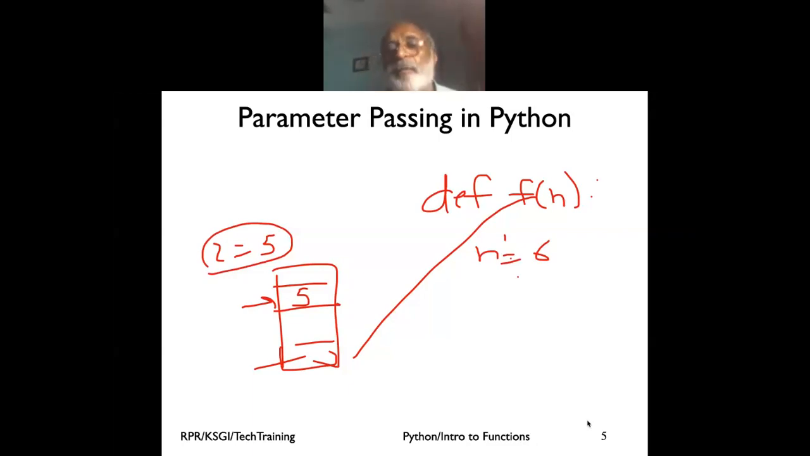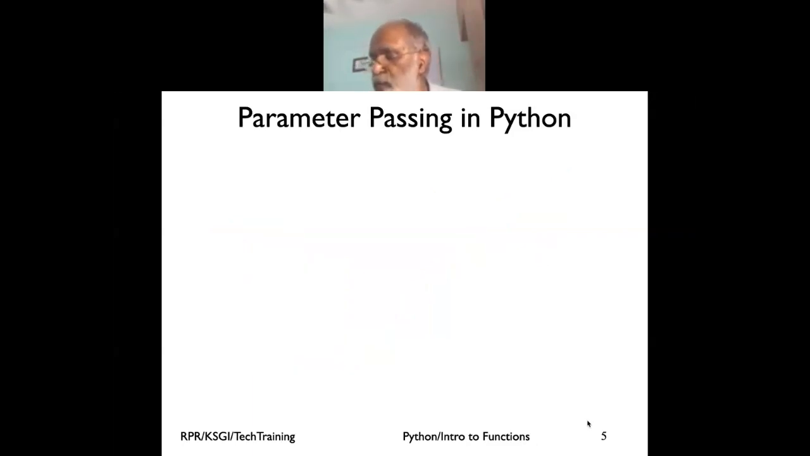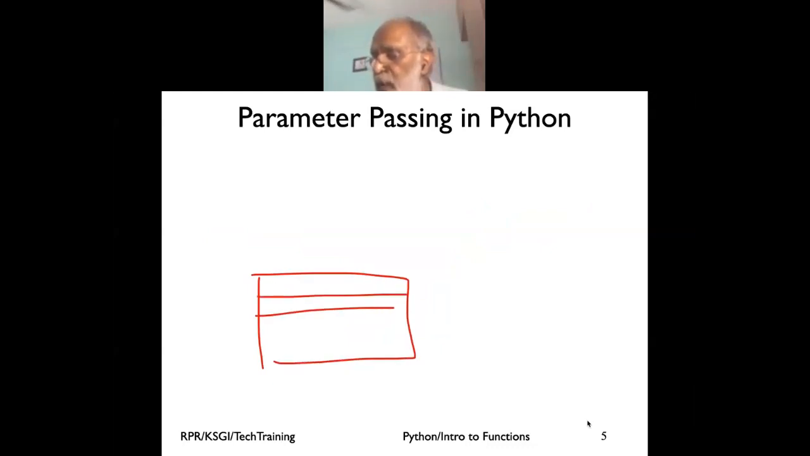But if I'm talking of a reference, let's look at a list. So my list would be, let's say, a memory location where I'm having list items 1, 2, 3, let's say 4. So this is the whole list. And there's a reference, a location. So what we do is when we pass a list, we make a copy of this reference and pass on that copy.